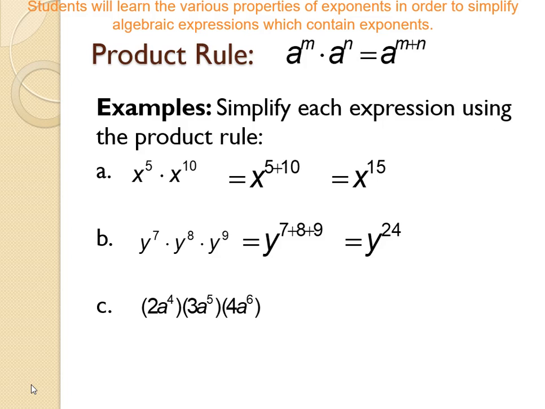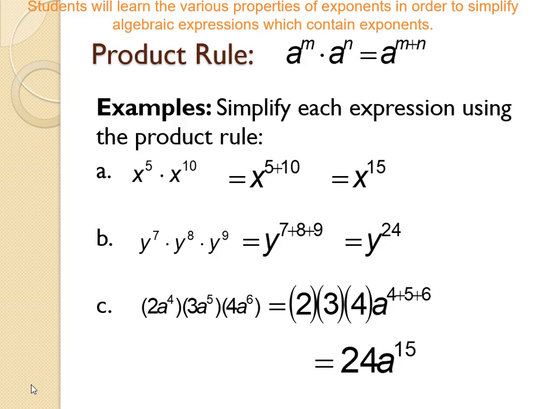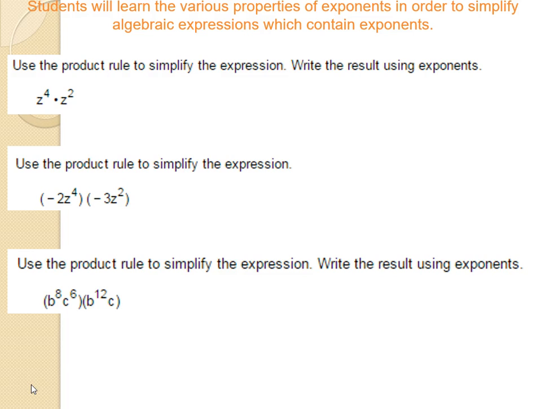And then the last one: the 4 exponent is only on the a. It is not on the 2. If it was on the 2, it would be outside the parentheses. The 5 is only on the a. It's not on the 3. The 6 is only on the a. If it was on the 4, it'd be outside the parentheses. So we're going to multiply the coefficients 2, 3, and 4, and then multiply a to the 4th times a to the 5th times a to the 6th. 2 times 3 times 4 is 24. 4 plus 5 plus 6 is... I'm wrong, 15. So practice these.